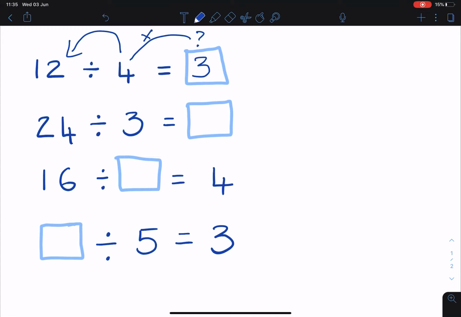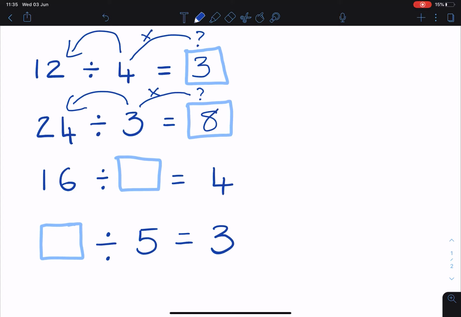24 divided by 3. We could count in threes up to 24, or we could say what times by 3 will equal 24. And we know that 8 times by 3 is 24. Let's look at the next one.